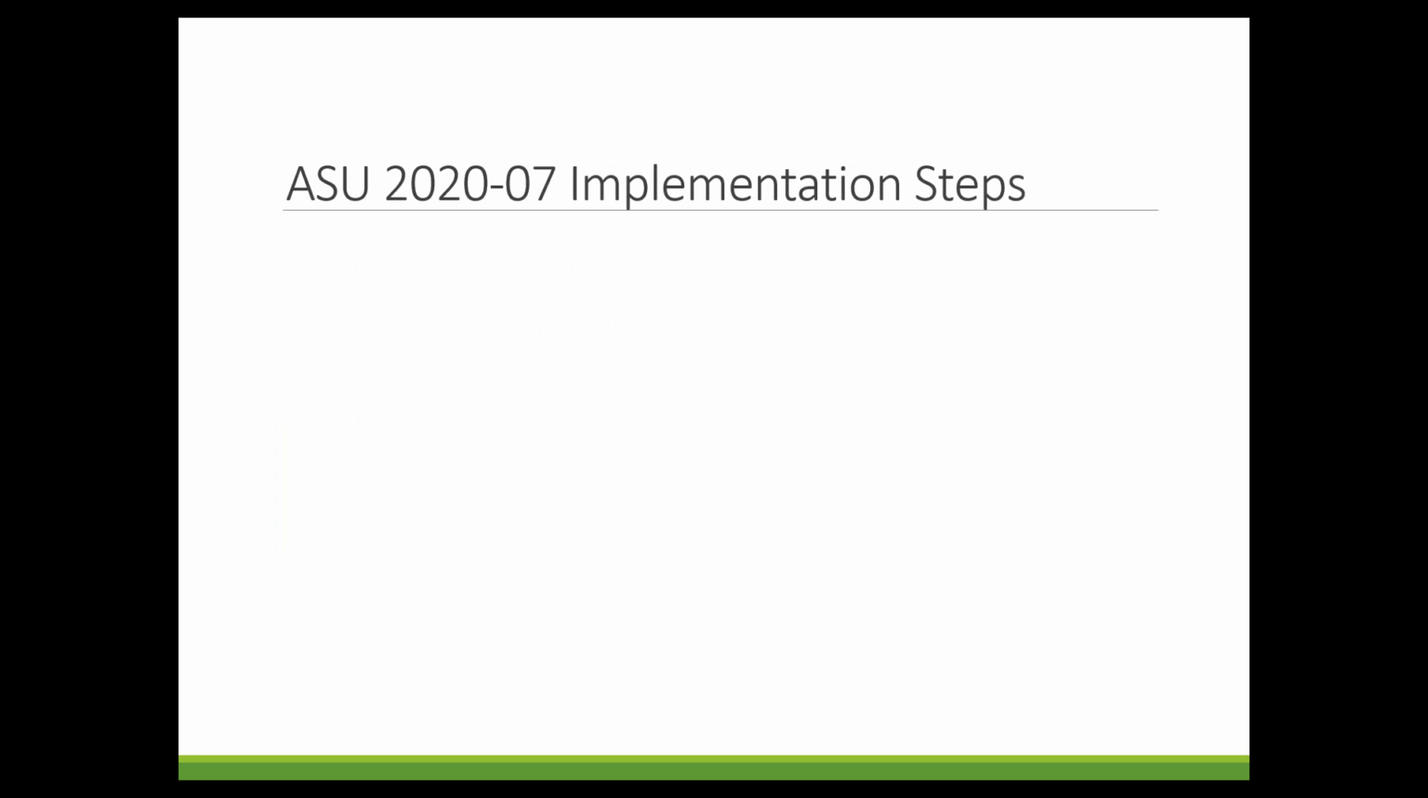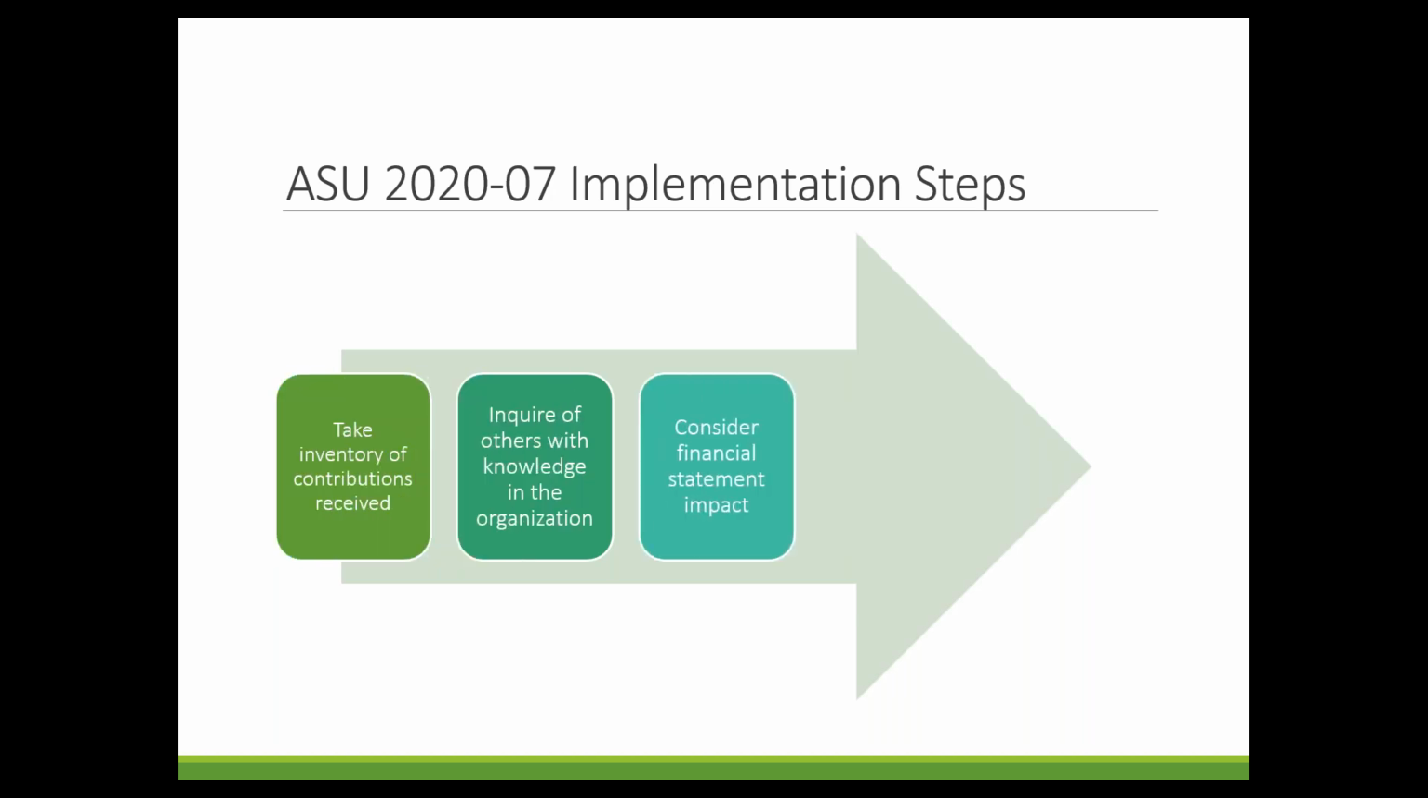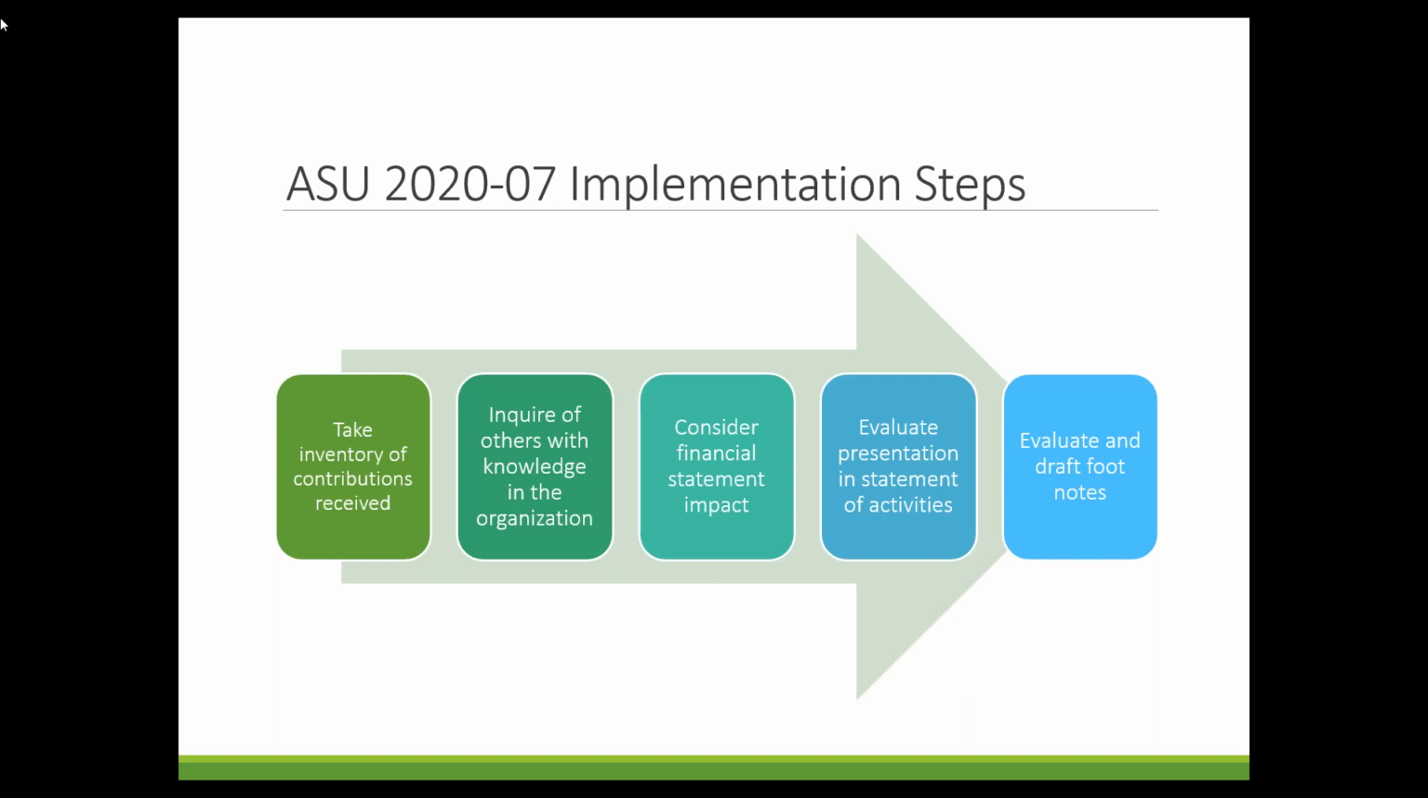So the steps for implementing this, just start by taking an inventory of what contributions your organization is receiving. And then go and talk to other people in your organization. If you have a development department, talk to them. See if they're getting discounts on things or samples or just receiving things that you don't know about. And then consider the financial statement impact of these donations. Like, what is it actually going to look like? What's it going to do? And then evaluate the presentation in the statement of activities. Decide how you want it to look, how much you're going to break it out. And last but not least, actually draft a footnote disclosing your in-kind contributions.